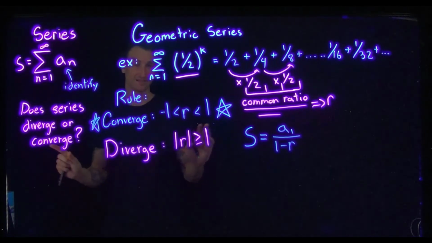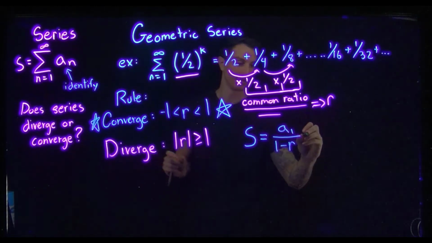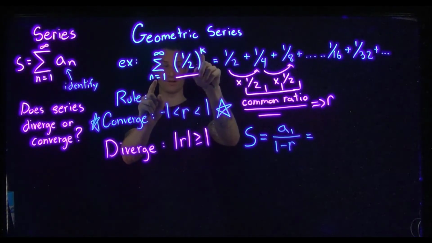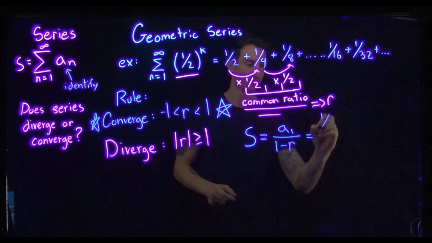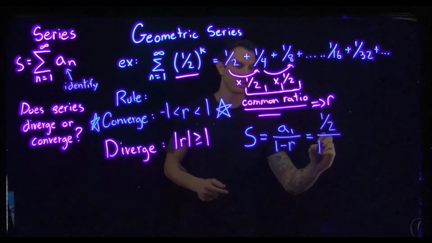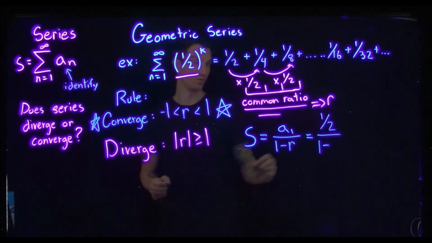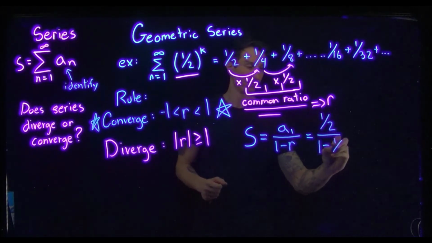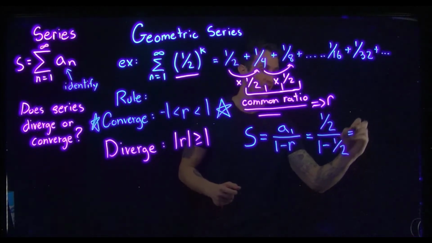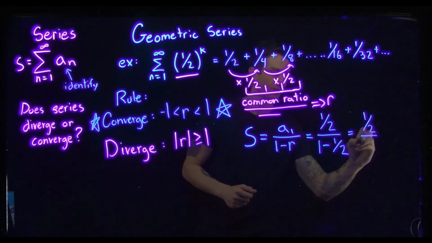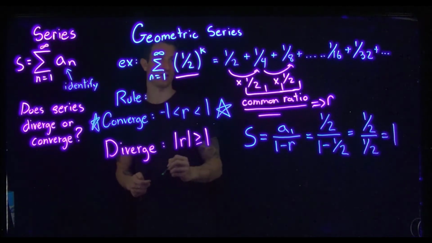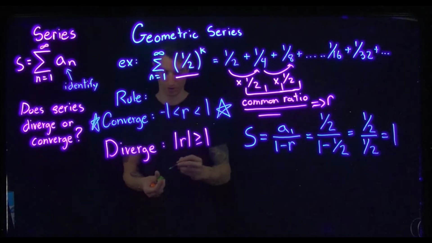So in this case, let's figure out what it is. What is my very first term? Well, if I plug in 1 here, I get 1/2 over 1 minus my common ratio, which is 1/2. Well, what does this end up being? This is actually a very nice one. 1/2 over 1/2 will just be equal to 1. So our sum will converge to 1.